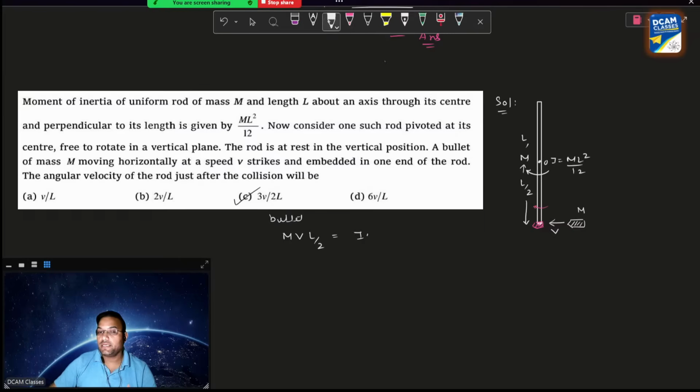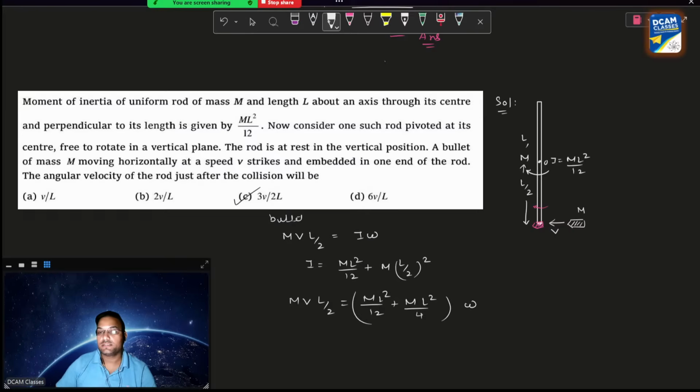Now it will be I into omega. That angular velocity omega is what we have to find. What is I here, after the bullet got stuck at one end? The moment of inertia of this system about the center will be ml square by 12, which is the moment of inertia of the rod about the center, plus that of the bullet, m into L by 2 whole square. So m into v into L by 2 is equal to ml square by 12 plus m into L square by 4, into omega.